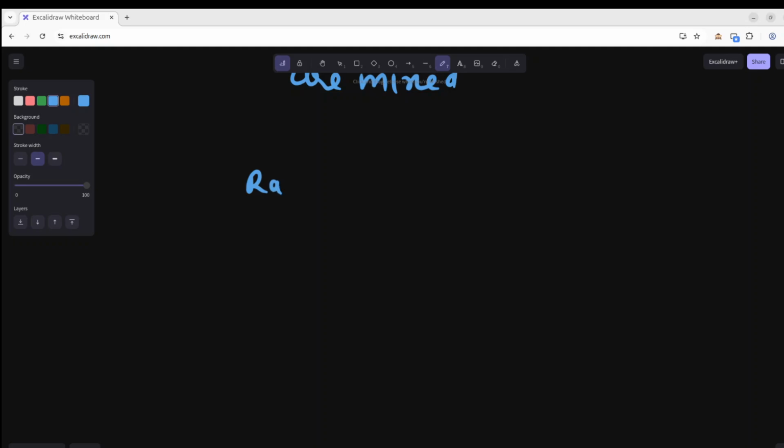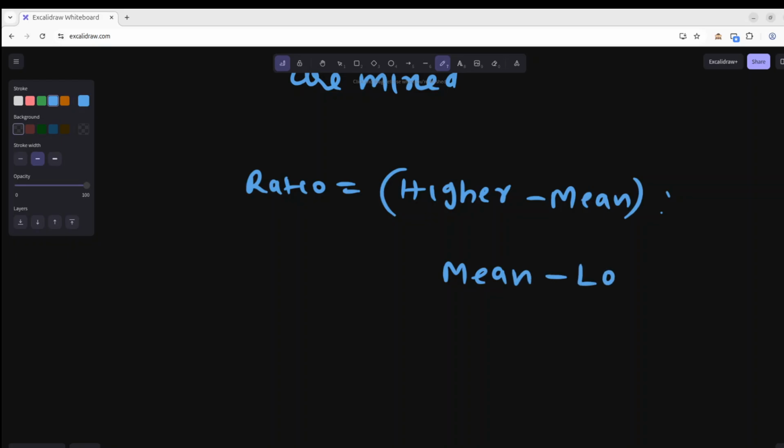Formula to find the ratio equal to higher minus mean is to mean minus lower. When combining two substances in different concentration, one will be higher and one will be lower. And we are taking the mean of that two, then we can apply this formula.